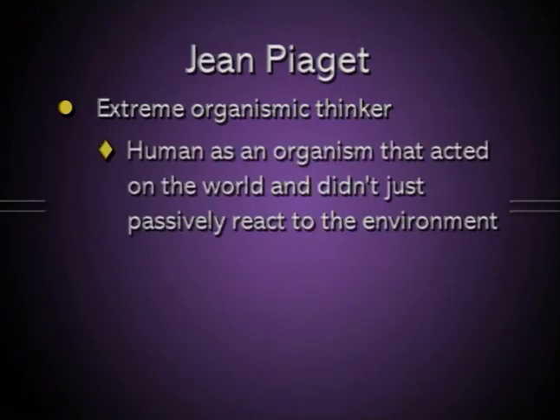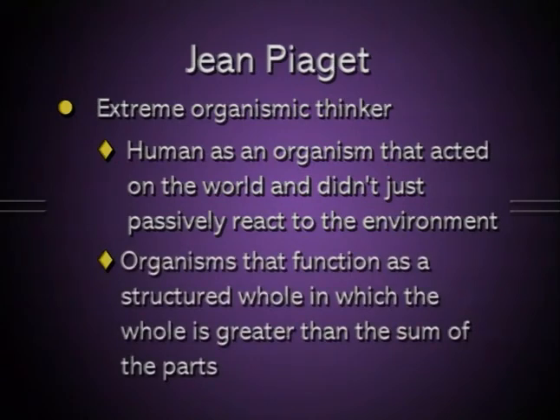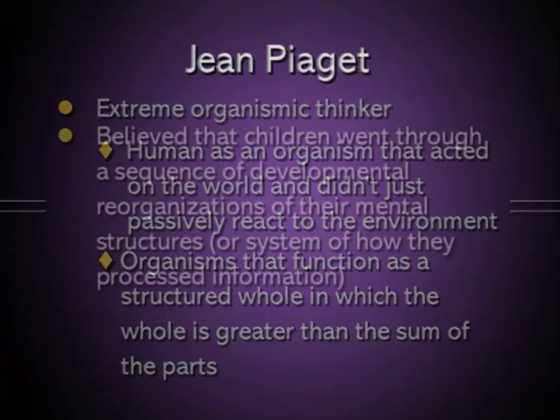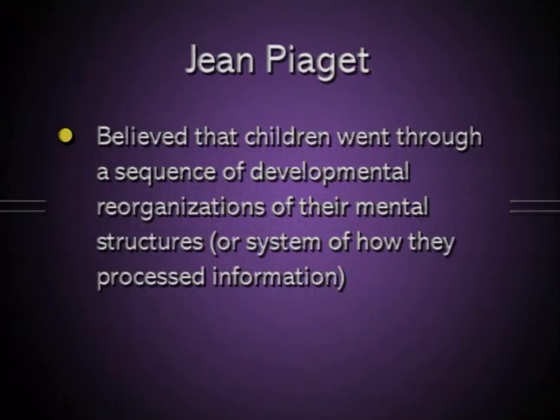He looked at the human as an organism that acted on the world and didn't just passively react to the environment. Humans were organisms that functioned as a structural whole, in which the whole is greater than the sum of the parts. He believed that children went through a sequence of developmental reorganizations of their mental structures, or a system of how they processed information. And so for Piaget, it was easy to think of development in terms of stages, and he was famous for his stages that we will talk about later.